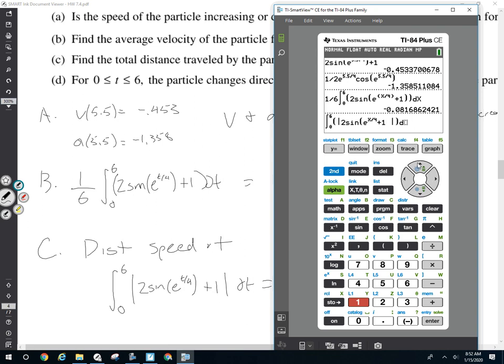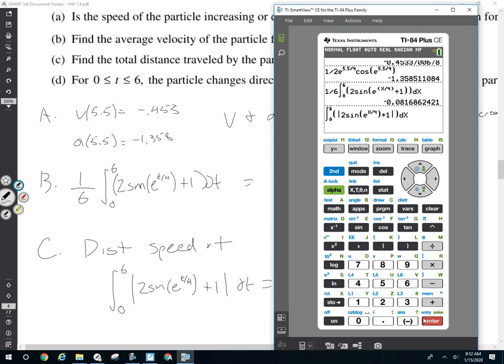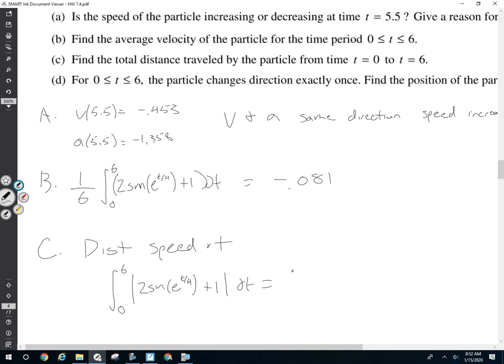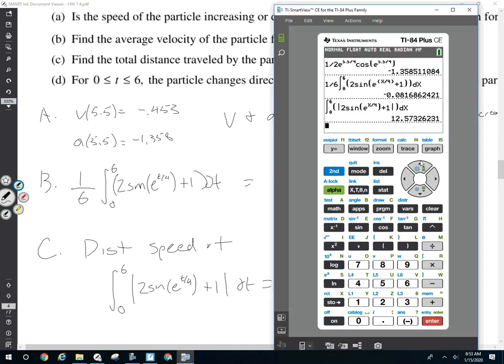Oh, I did make a mistake up here. I need a close parentheses here, then a plus 1. All right, I'm going to go back. 12.573, whatever units that is in. Don't stress out about it.